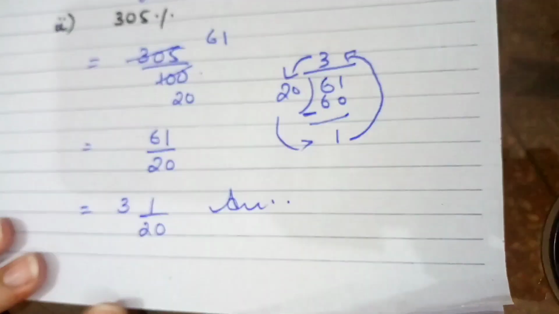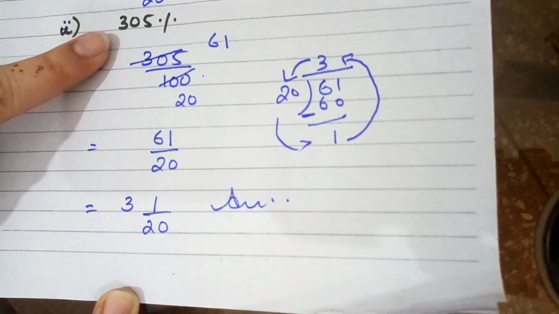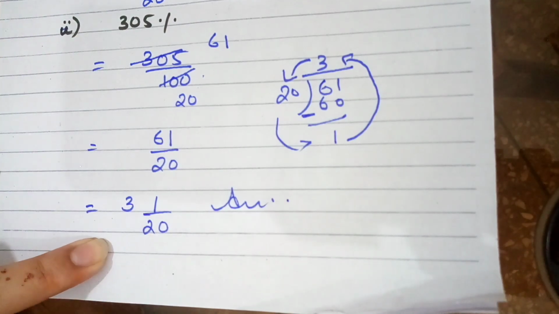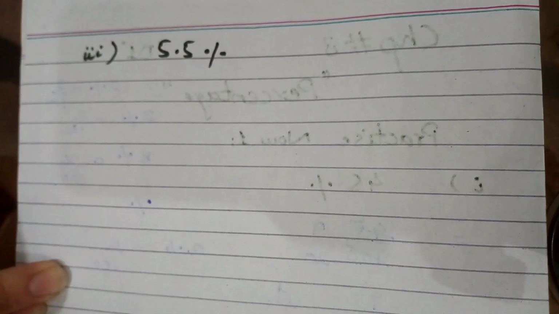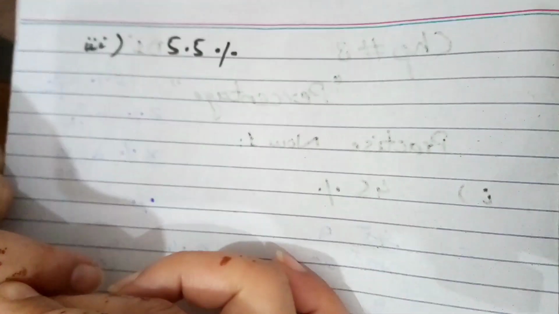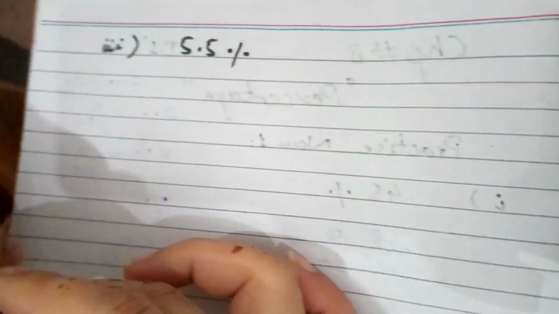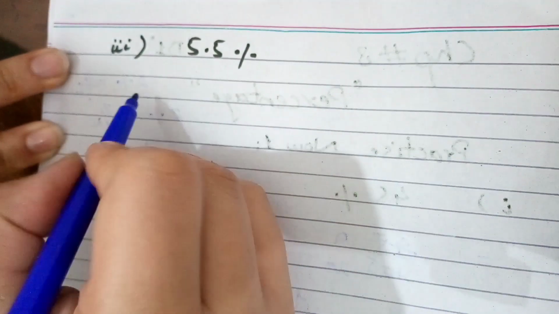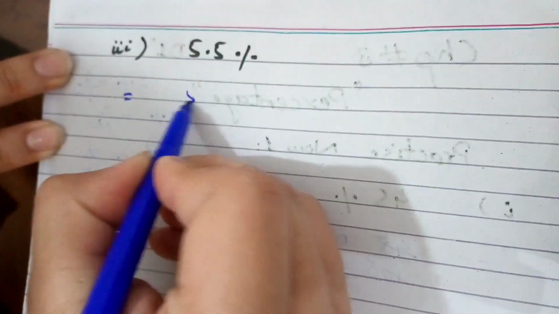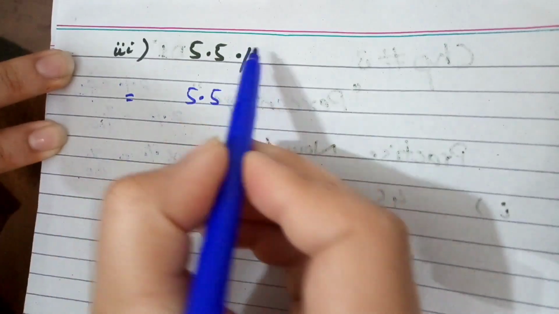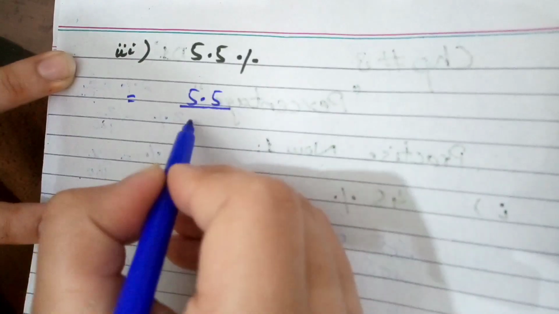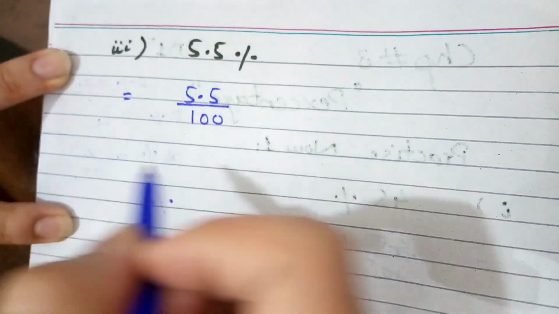So it is how we represent 305 percentage in the form of fraction. Now we move towards part third. In part third we have 5.5 percentage. What does this mean? That we have 5.5 parts per 100. This percentage means that this 5.5 is going to be divided by 100.